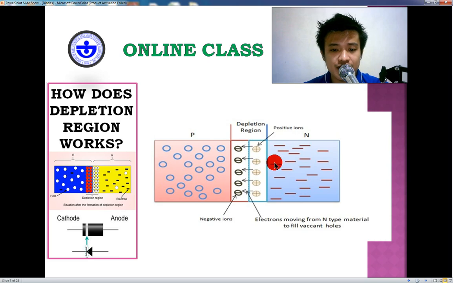So that is one thing that you need to remember: when the depletion region is made, when your diode is connected in reverse bias, then it will not allow the current to flow in the other direction. So again, the diode will not allow the current to flow in reverse direction. It will only allow the current to flow in forward direction.